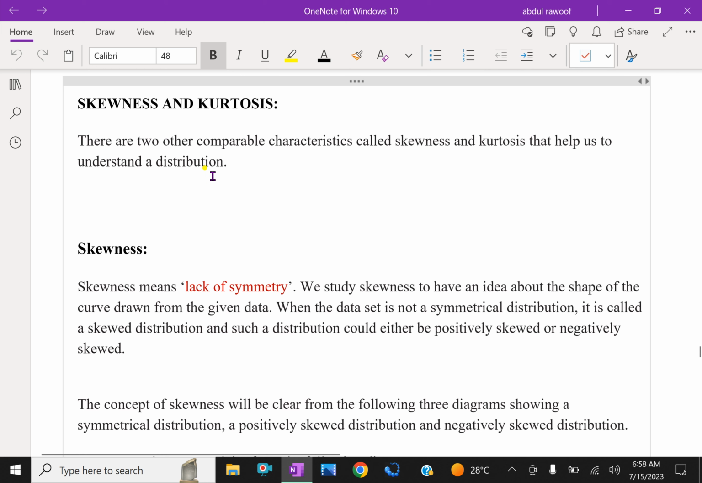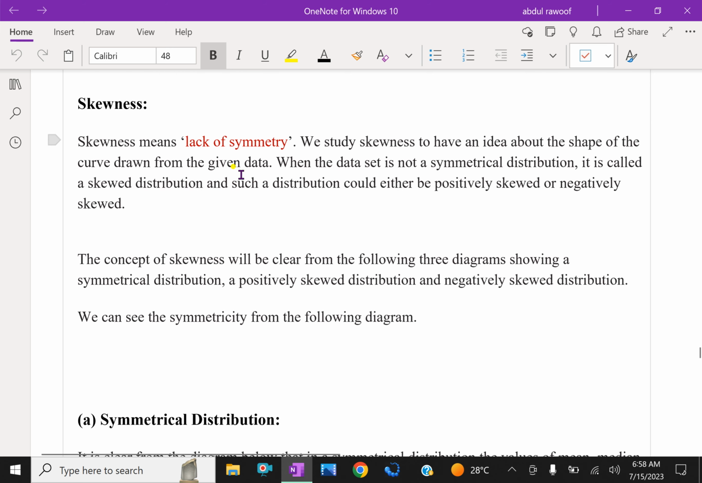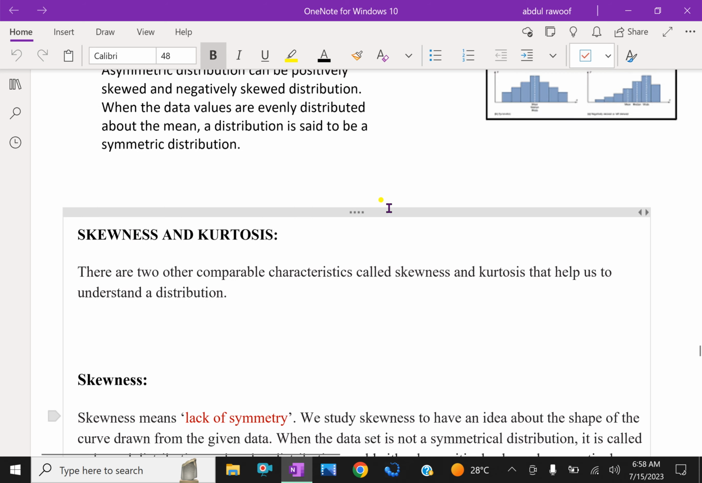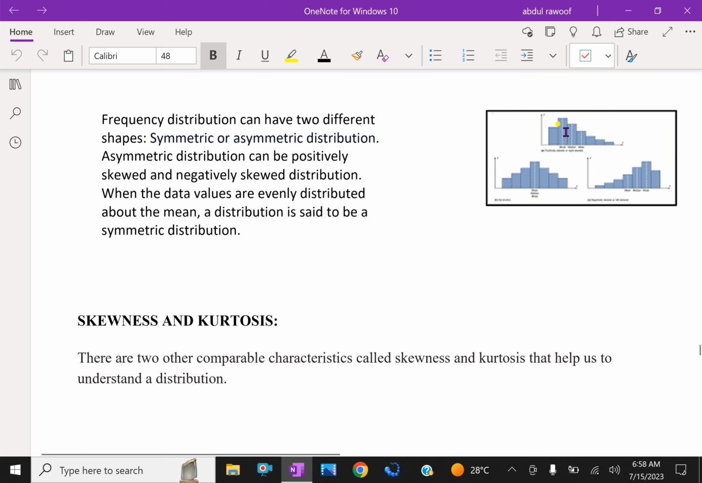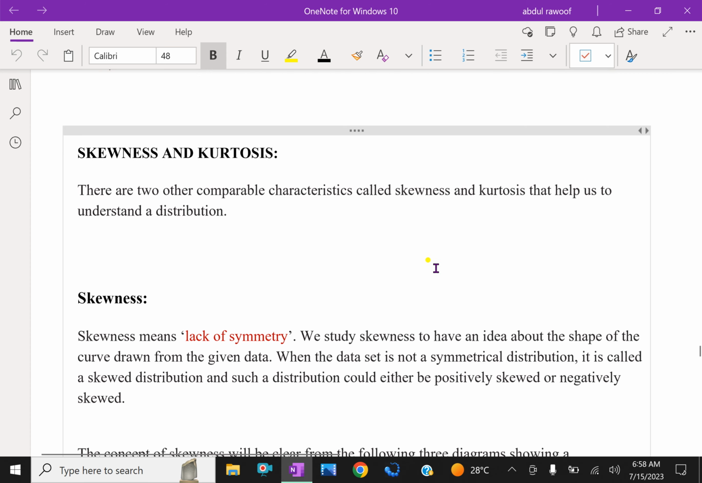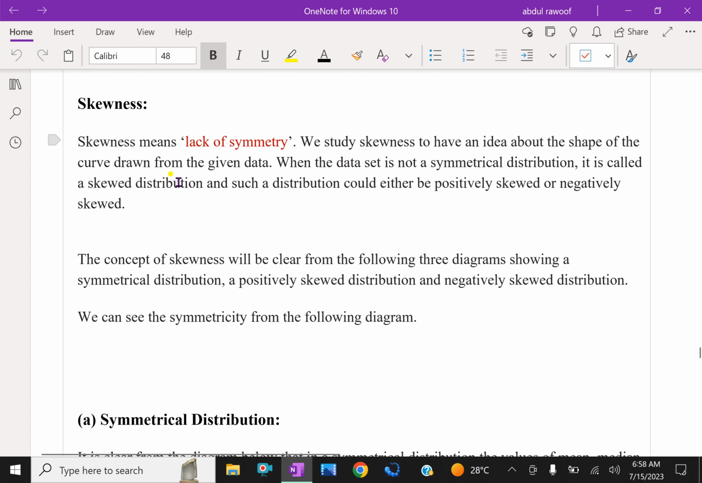Now, let us discuss skewness and kurtosis. There are two other comparable characteristics, called skewness and kurtosis, that help us to understand a distribution. First, we'll discuss skewness. Skewness means lack of symmetry. Here is the symmetry, and here we have skewness. We study skewness to have an idea about the shape of the curve drawn from the given data.